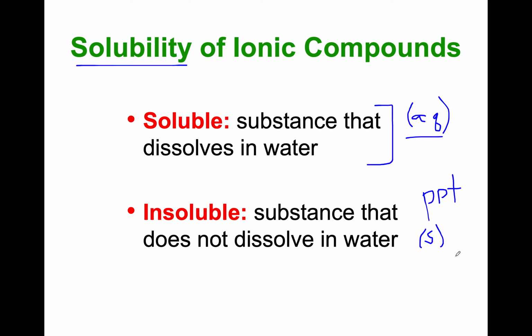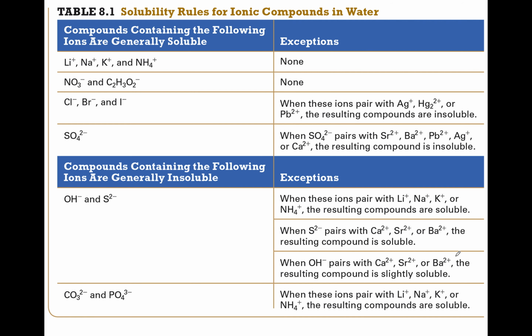I've posted the solubility rules on Canvas, how I would learn them, in order. It's a little simplified from the text, but it's the same rules. Here's what your text shows. The alkali metals and ammonium dissolve. If they're with any anion, they're going to dissolve. Nitrate and acetate are going to dissolve. It's hard to see on that blue, but these are the ions that are soluble.